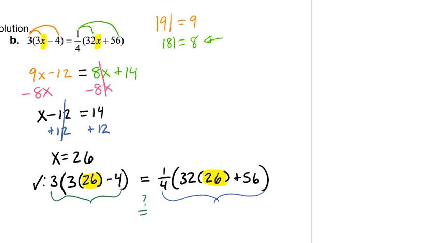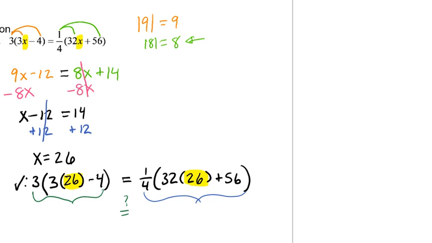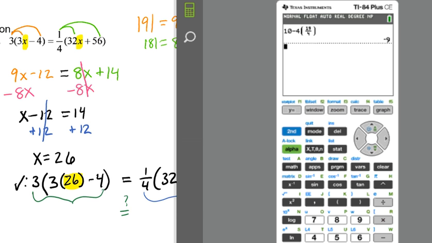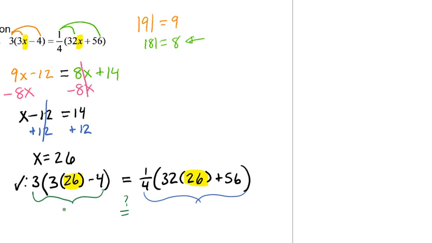So let's go ahead and let's pull up our calculator. And let's plug in that first part. So 3 times 3, parentheses, 26, close parentheses, minus 4, close parentheses, and we hit enter, and we're going to get 222. So we're going to go ahead and write down 222.